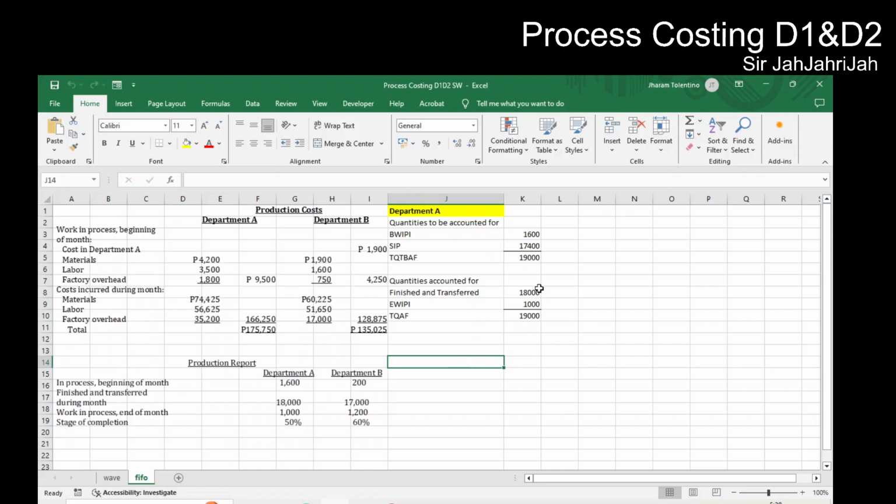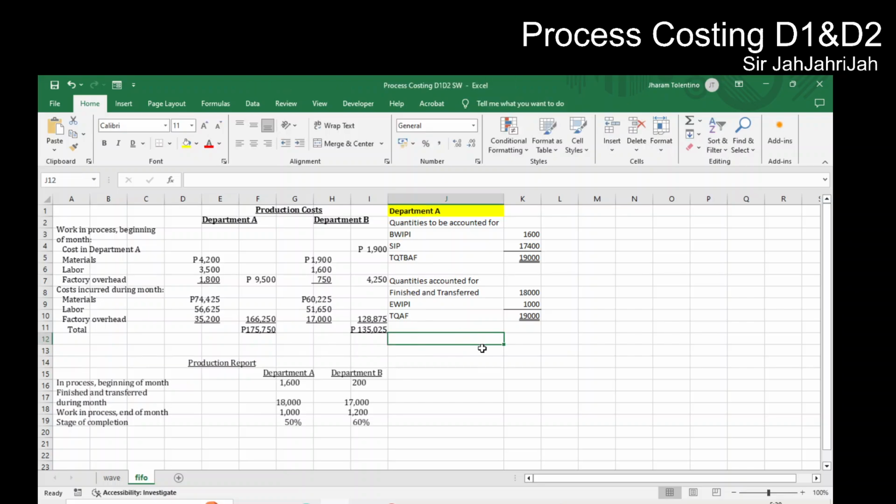So we have Department A. It's the same as the previous one. We have beginning inventory of 1,600, finished and transferred of 18,000, and then 1,000 ending, with the total quantities accounted for of 19,000. This should be equal to the total quantities to be accounted for, and then we need to squeeze. We have 17,400 for the started and processed.